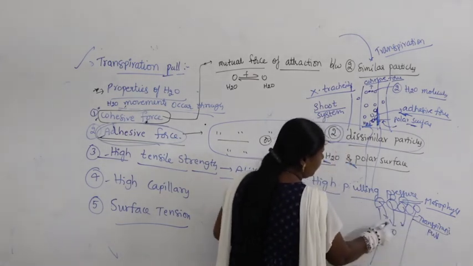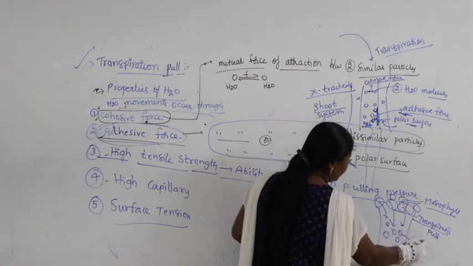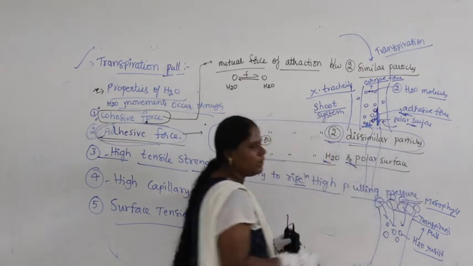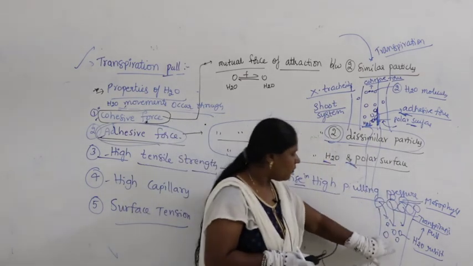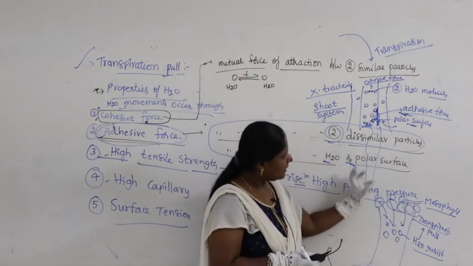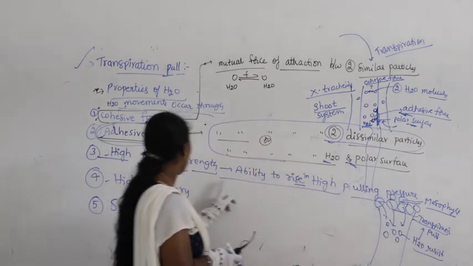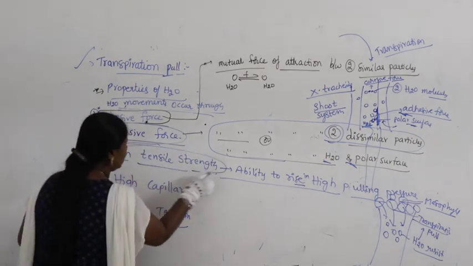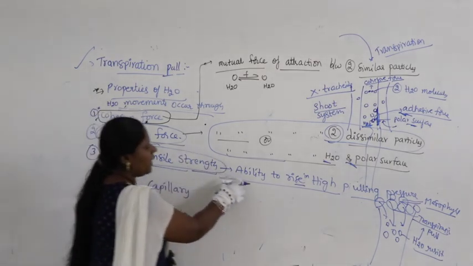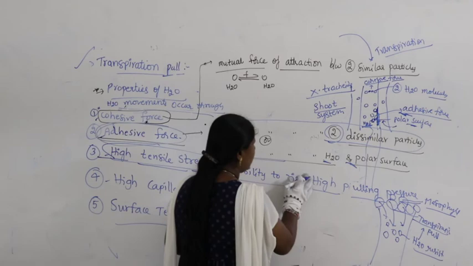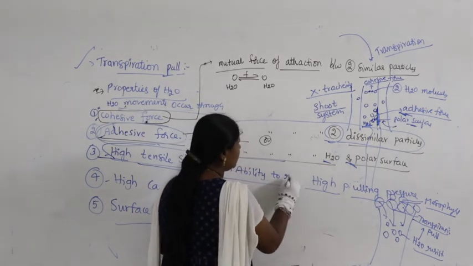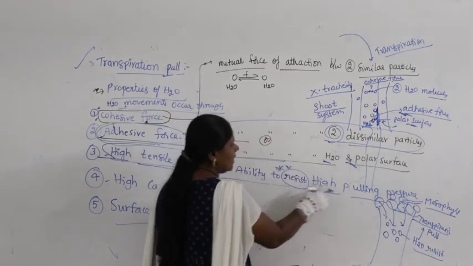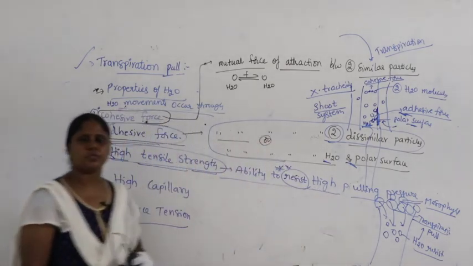Here water resists the transpiration pulling force. The ability of water to resist that much pulling force is called high tensile strength. What is high tensile strength in this case? The ability to resist high pulling force. In short form, you can write: ability to resist high pulling force.